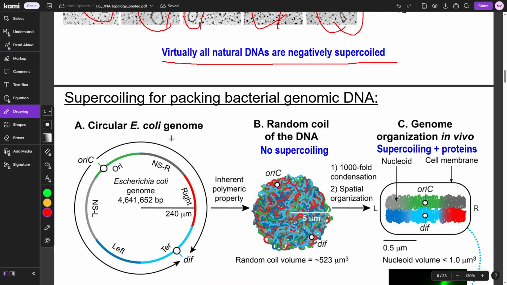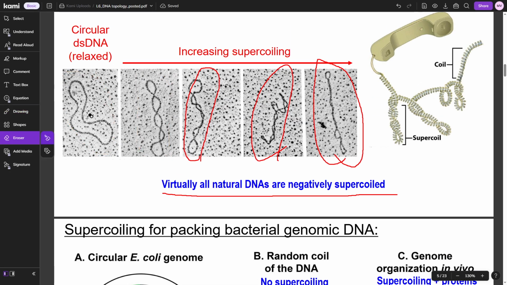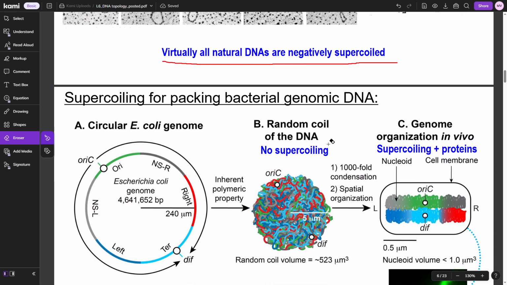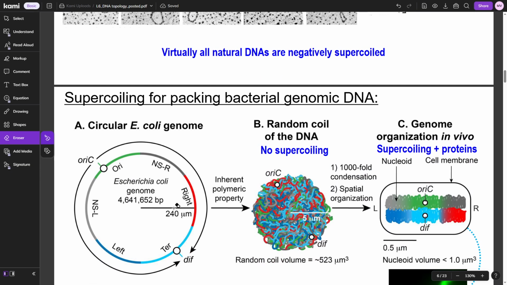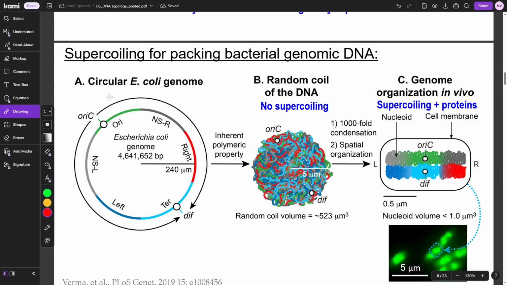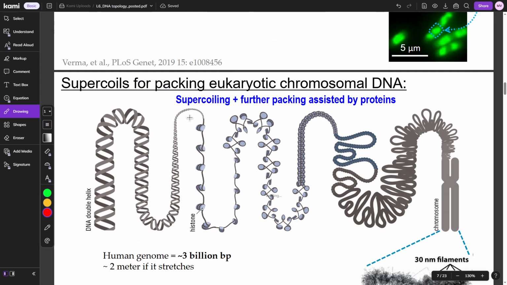So, supercoiling is very important for packing. Like I said before, I'm not going to go into more detail about that, but you can imagine that it's a lot easier to stack this than it is to stack this. It's just more compact. So, there you go. I won't bore you with this, but yeah.